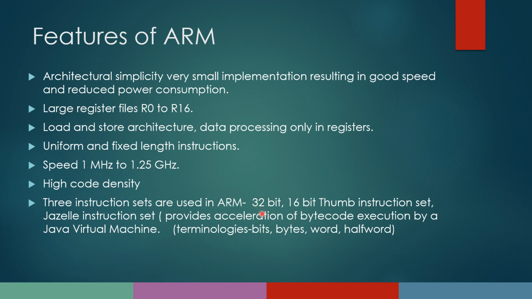Now understand that we will be referring to bits, bytes, etc. in the execution of instructions. Just understand the terminology: 8 bits means 1 byte, 32 bits means 1 word, and half word means 16 bits. So understand what we mean by bits, bytes, word and half word.